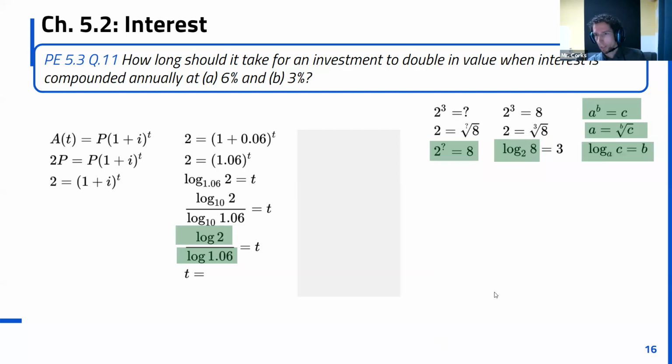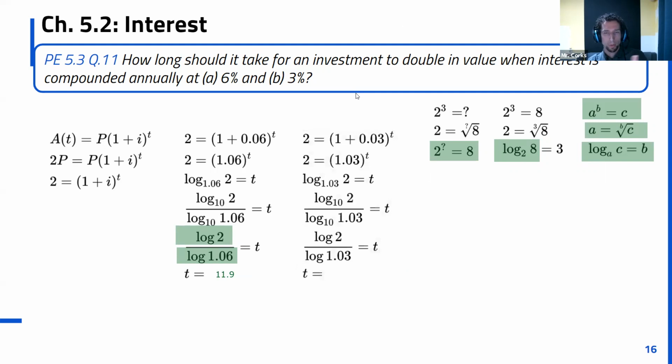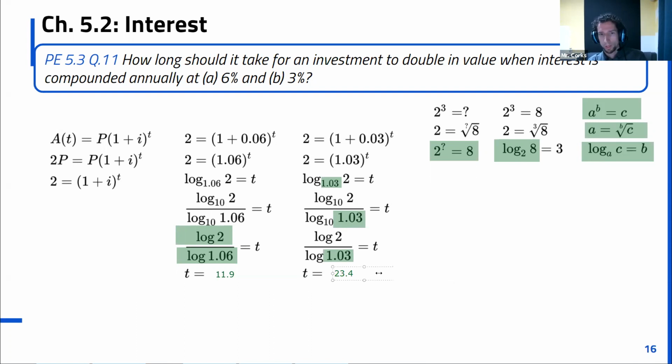Did anyone give us that number? Vincent gave us 11.9 for the first one. 11.9. Okay. And for the other one here in the middle, with 3%, it's the exact same thing, except the numbers, it's all 1.03, 1.03, 1.03, and then we'll get a different T value, which we also have, thank you, 23.4 would be the T value here.